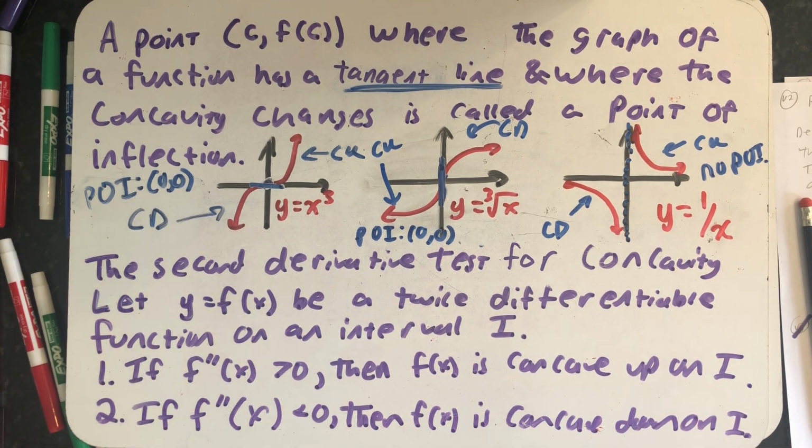If the second derivative, the derivative of the first derivative, is positive, then the graph of f of x is concave up on I. If f double prime is less than 0, then the graph of the function f is concave down on I. The sign of the second derivative tells us whether the first derivative is increasing or not, telling us whether we're concave up or concave down.